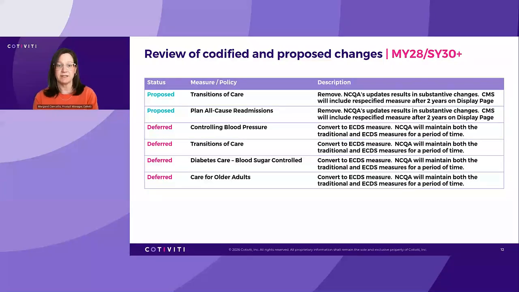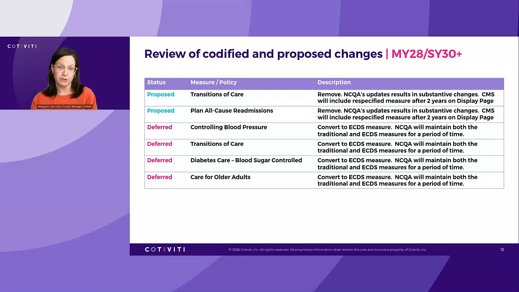Finally, let me quickly touch on measurement year 2028 and beyond. First, CMS proposed to remove TRC from the star ratings program while it undergoes substantive changes. However, NCQA did not propose the TRC changes in its advance notice that would have necessitated CMS to remove the measure. We'll need to keep an eye on this one, but it sounds like this removal may be delayed. We'll know for sure when the final rule is published.